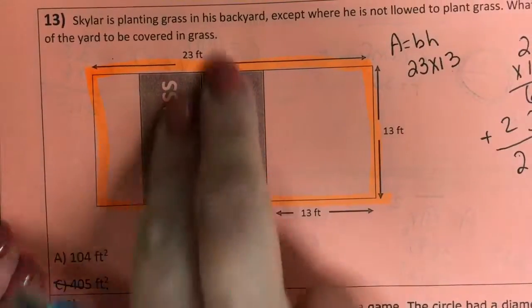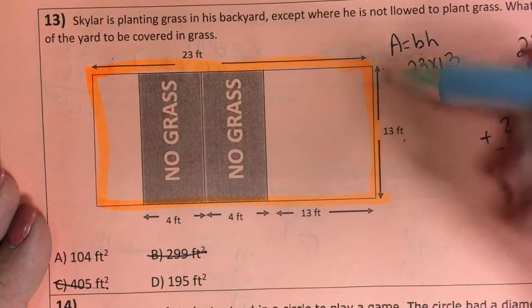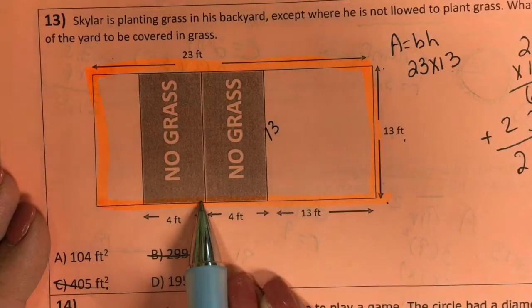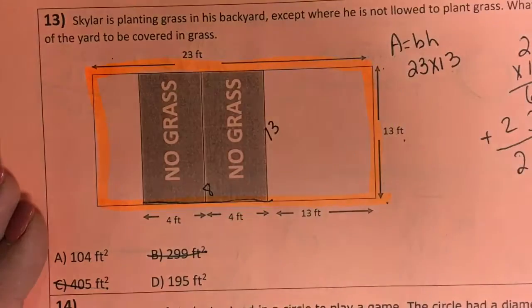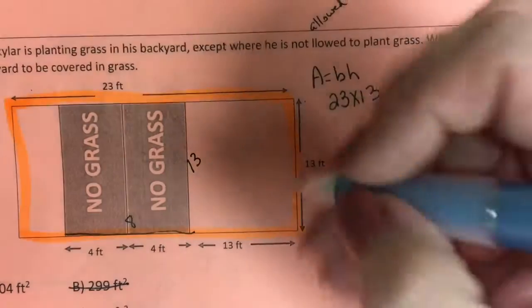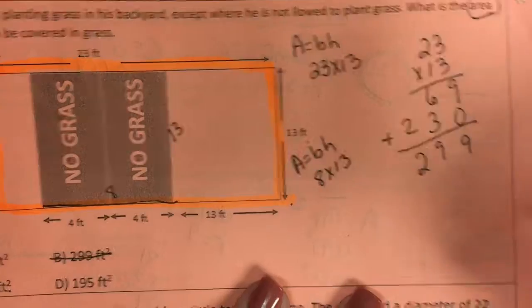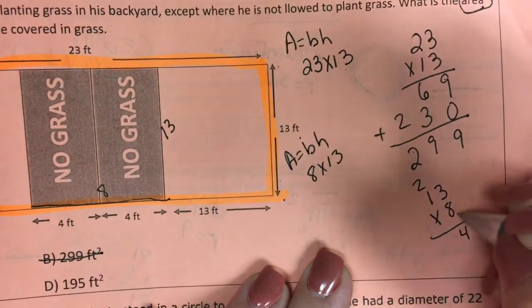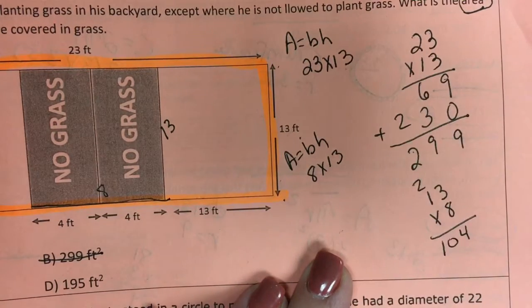All right, so I can't put grass here, okay? This part here has a height of 13. If it's 13 here, it's 13 here. Okay, this is 4 feet and 4 feet, so this is 8 feet. So the next rectangle I want to multiply is 8 times 13. So what is 8 times 13? Well, 8 times 3 is 24, 8 times 1 is 8, plus 2 is 10, so 104.